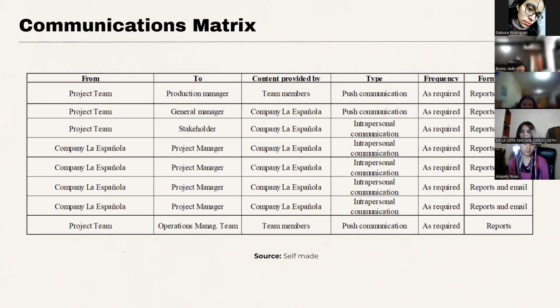So in this table, we have the project team, the company, which is La Española. We also have the production manager from the company La Española, the general manager, project manager, and also the team of operations management. We also have the types of communication, which are push communication and interpersonal communication. The frequency in all of this matrix is as required. And we also have the format used, which is reports and mails. Next slide, please.